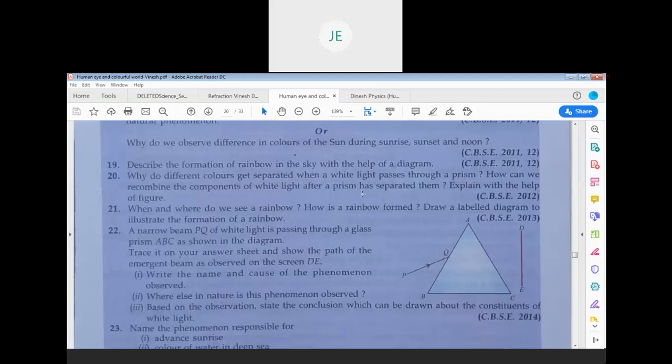Yeah, the next, 21st. When and where do we see a rainbow? During or after rain, on the opposite side of the sun. Yeah, very good. Okay, fine.